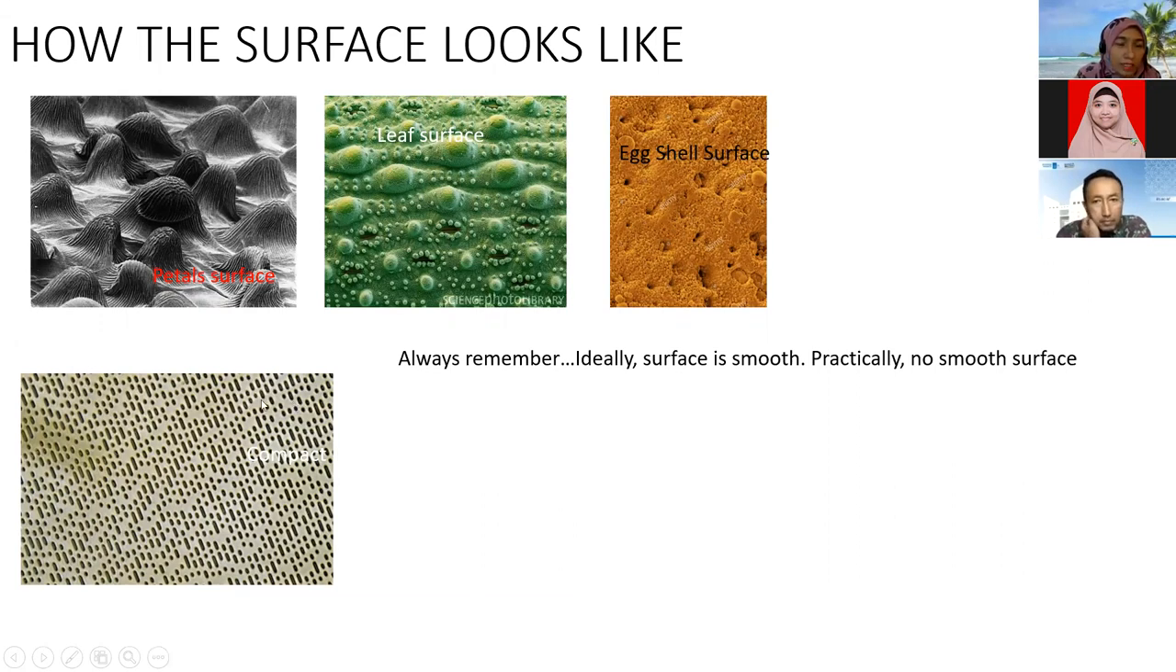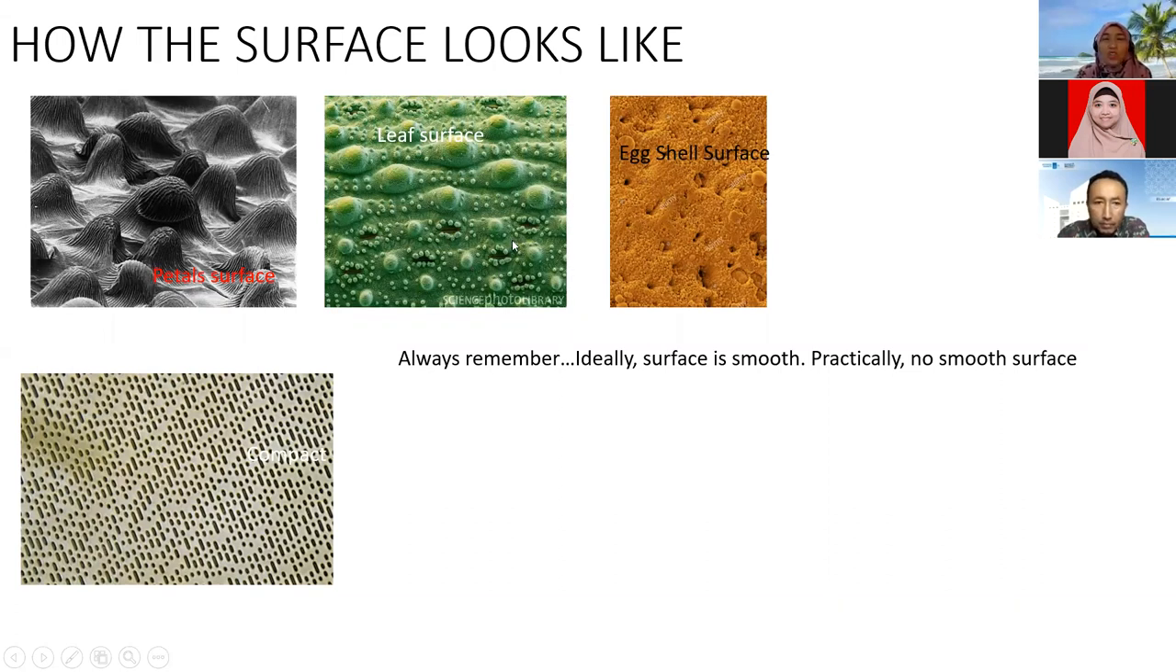And this is a compact disc. The compact disc is a very clean and smooth surface, and under the microscope you can see all these pores, all these holes had actually existed on the surface of the compact disc. So always remember, ideally a surface is smooth, practically there is no smooth surface. That is only the ideal surface. And because of this, we actually have to thank God, because if the surface were smooth, we could not engineer the surface.